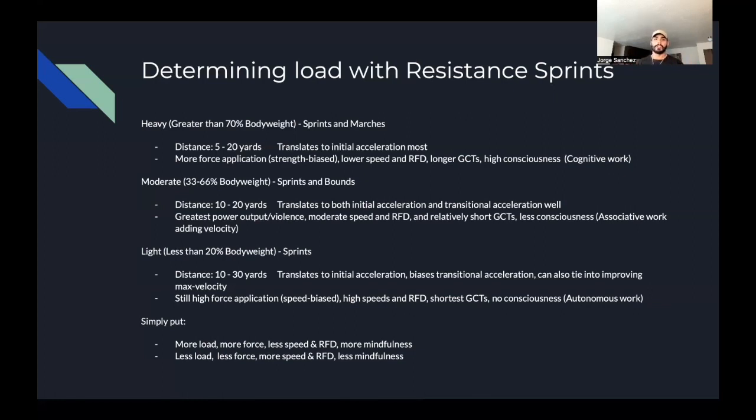Now, moving loads this heavy requires the most force application into the ground and is very muscular dominant due to the longer ground contact times. But the speed and rate of force development is going to be a lot lower. But this allows for high consciousness and cognitive work to focus on your mechanics without adding speed to it. Now, if you're a weaker athlete who lacks strength and force producing capabilities, you may want to spend a lot of time doing these heavier loaded sprints and marches.